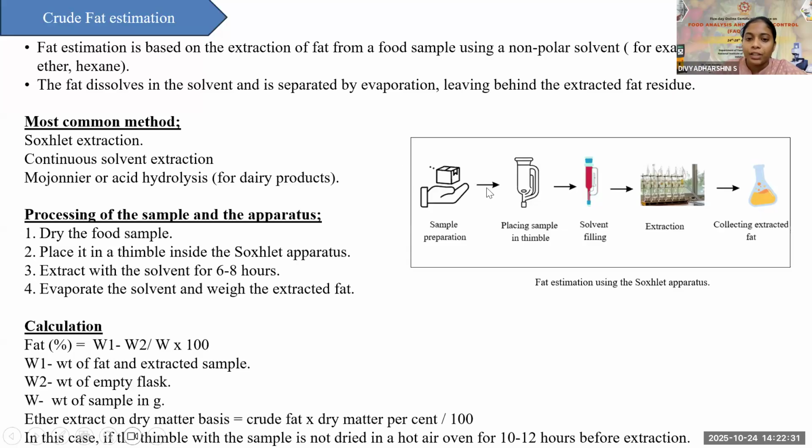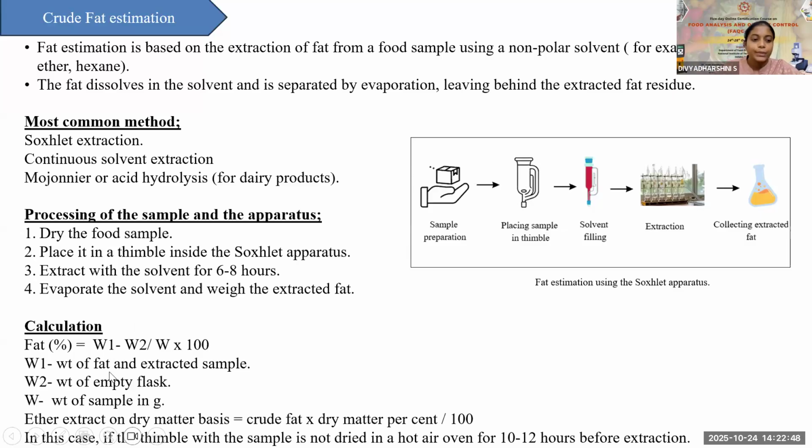Here I can show you. This is called the thimble, and we place the sample inside it. Then we fill in the solvent and attach the thimble to the Soxhlet apparatus, collecting the extracted fat.